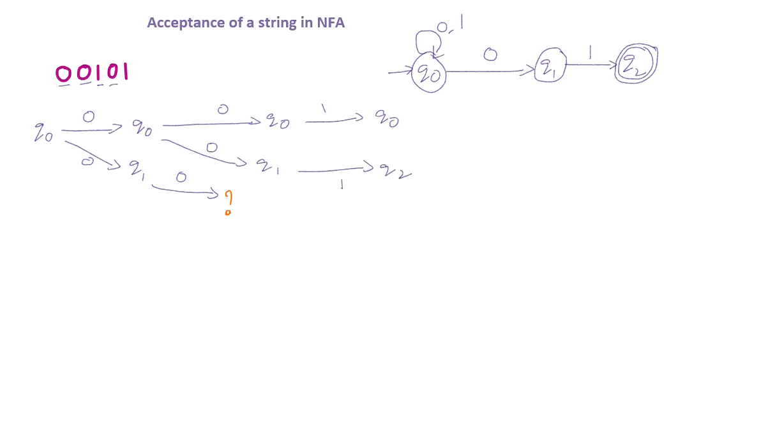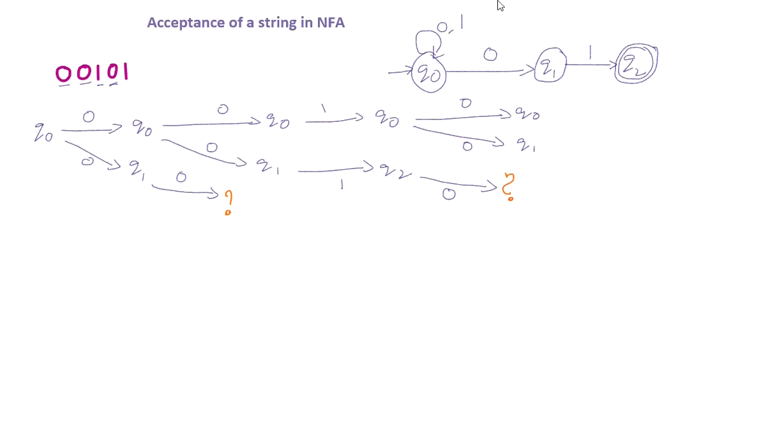The fourth symbol to be read is 0. Q0 on 0, again two possibilities, that is it can move to the state Q0 or Q1. Here the fourth symbol is 0. Q2 on 0, it is not defined in the NFA, so that the process will stop here.